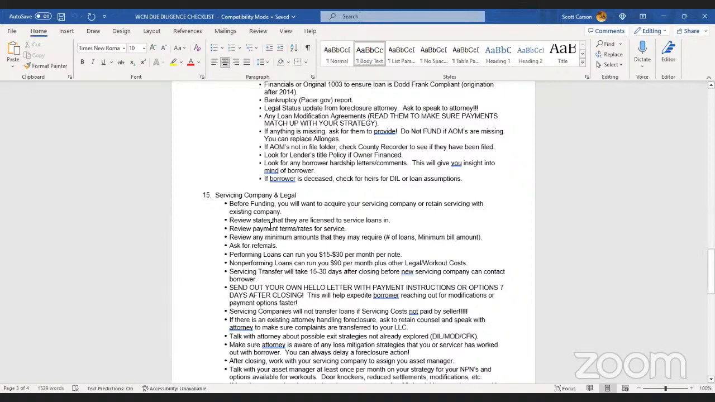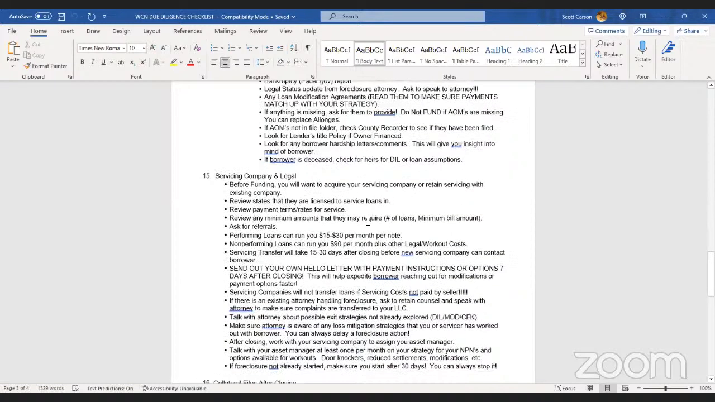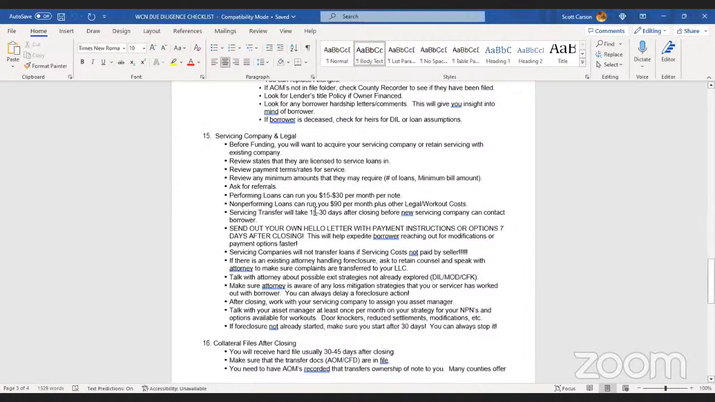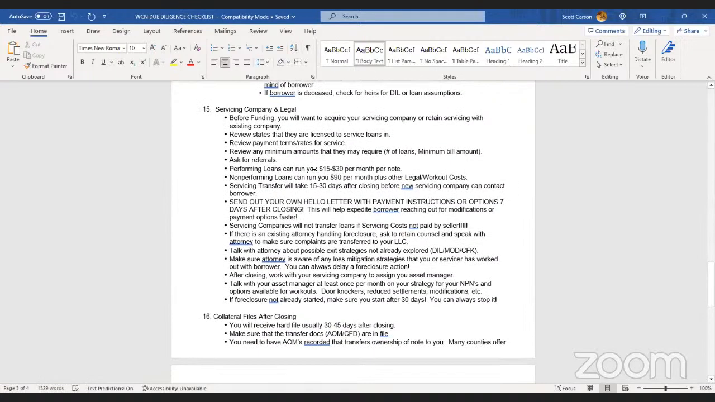Okay. Look at the payment terms, rates for service. There's always an a la carte menu. Some of them may require a minimum amount of loans, a minimum bill amount. Like I said, ask for referrals. Who's worked with BSI, who's worked with NNA, who's worked with Madison Management, those kinds of things. Normal cost for a performing loan can run you from like $15 to $30 per month. A non-performing note can run you from like $90 a month, plus the other legal workout costs. So figure that into your numbers.